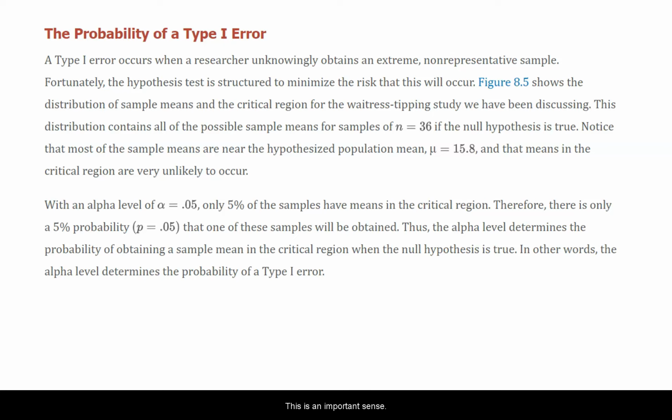This is an important sentence. The alpha level determines the probability of obtaining a sample mean in the critical region when the null hypothesis is true. And this is the most important sentence. In other words, the alpha level determines the probability of a type 1 error. If the null hypothesis is true, what's the probability of getting one of those means out there in the tails or in one tail accidentally? Just 5%. If the null hypothesis is true, the probability of rejecting it when the null is actually true is only 5%. Of course, if we chose alpha of 0.01, it's only 1%.